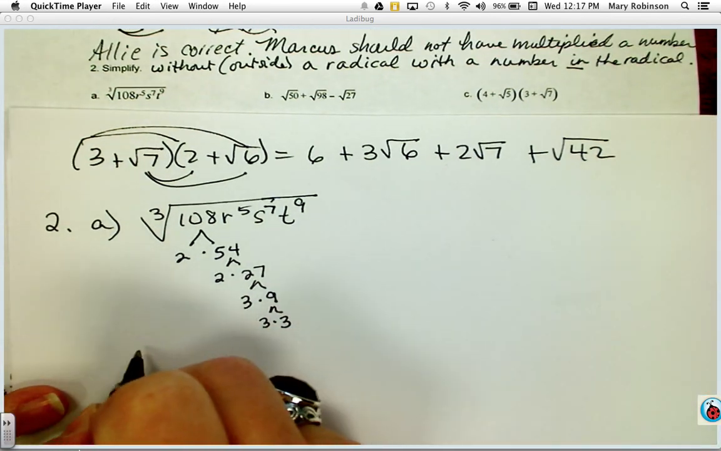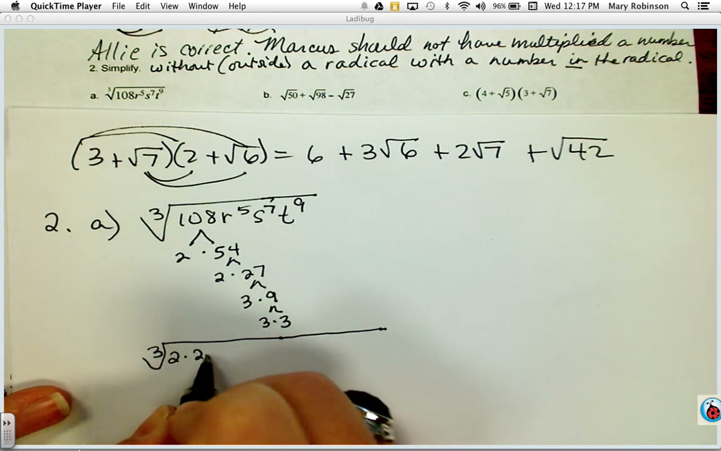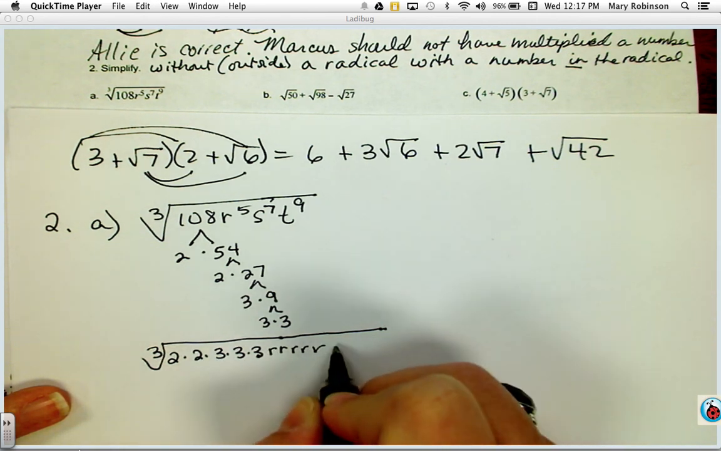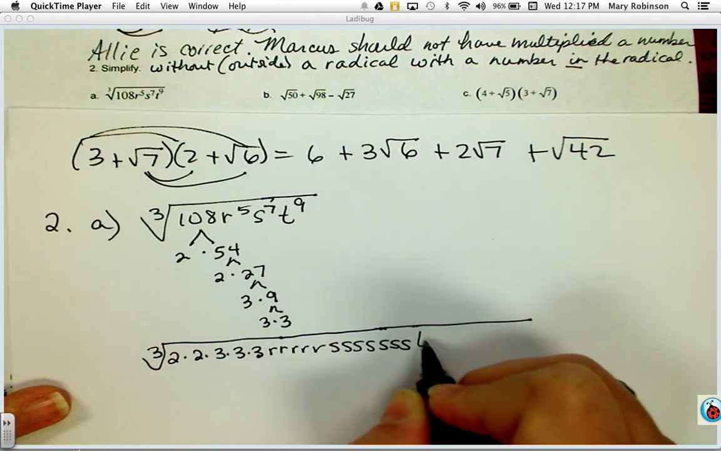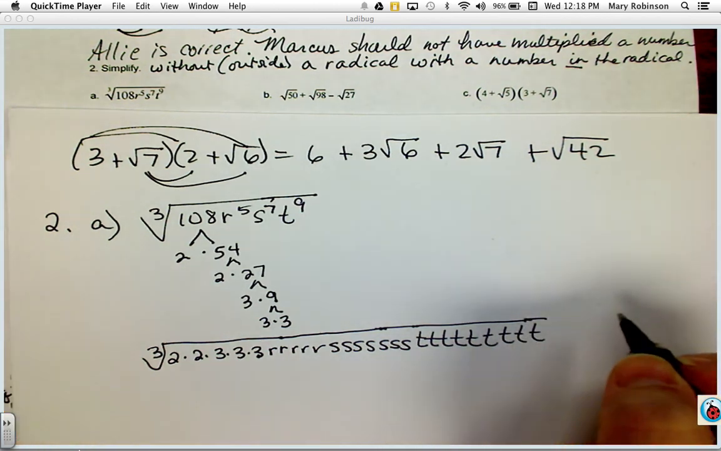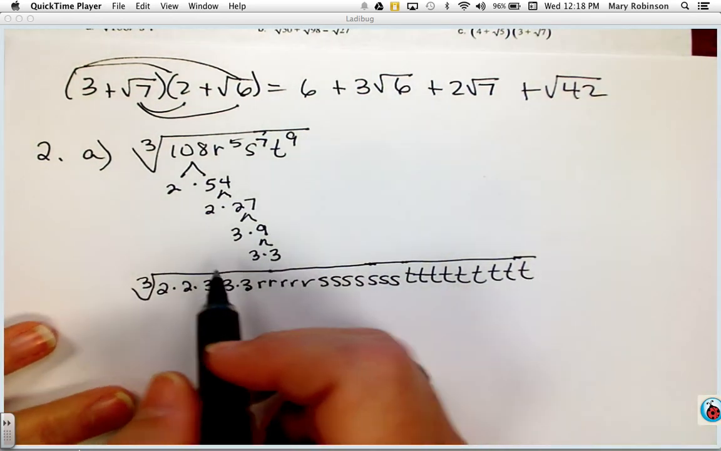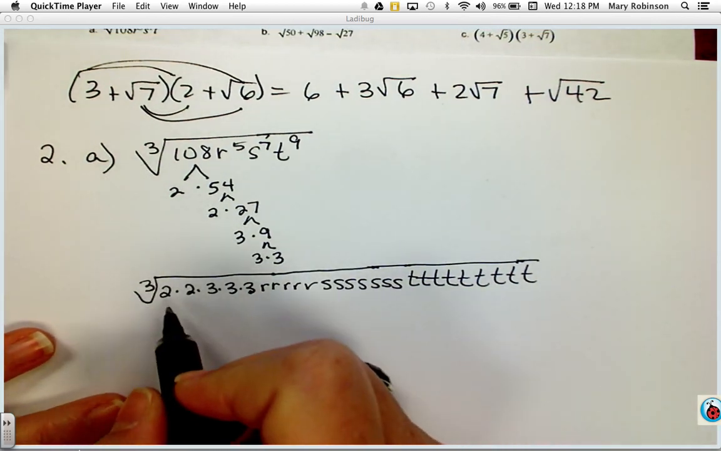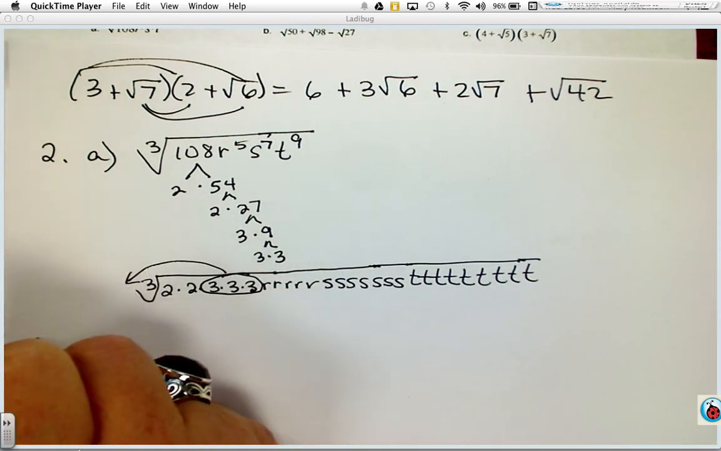So ultimately, if you think about what we really have here, and I'm going to do it very explicitly, it means we have 2 times 2 times 3 times 3 times 3 times R 5 times, S 7 times, and T 9 times. You don't have to do this part, but I'm going to do it so everybody understands where, when we pull things out, they come from. So we cannot form a group of 2 3s, but we can form a group of one set of 3s. So a 3 is going to come out.